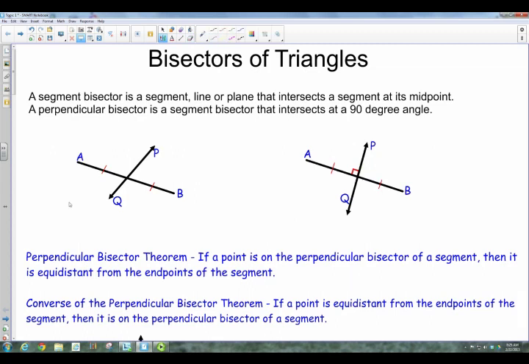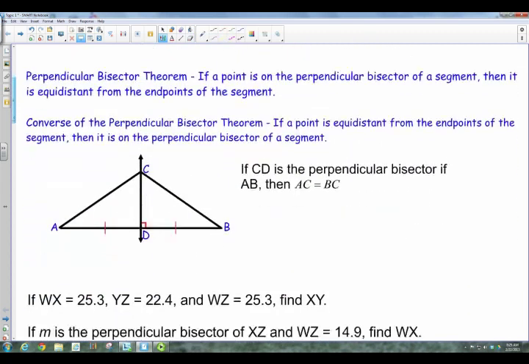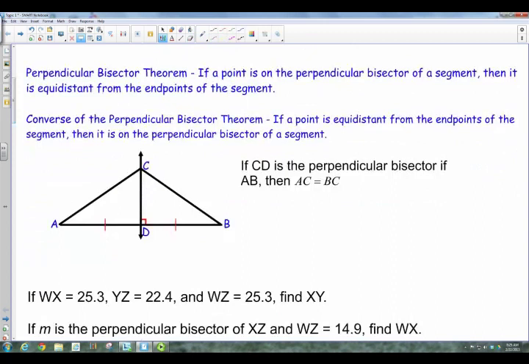First theorem is called the perpendicular bisector theorem. The perpendicular bisector theorem says if a point is on the perpendicular bisector of a segment, then it is equidistant from the endpoints of that segment. And it has a converse, which basically just means it flips around. If the point is equidistant from the endpoints of the segment, then it's on the perpendicular bisector.